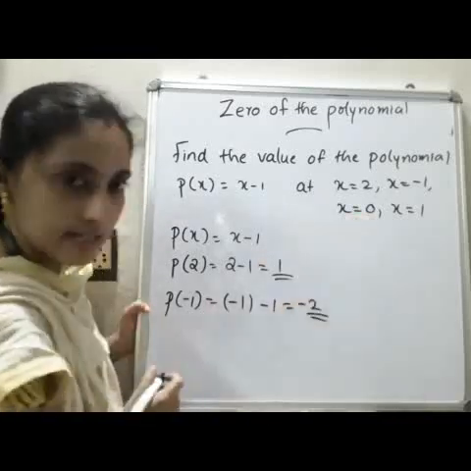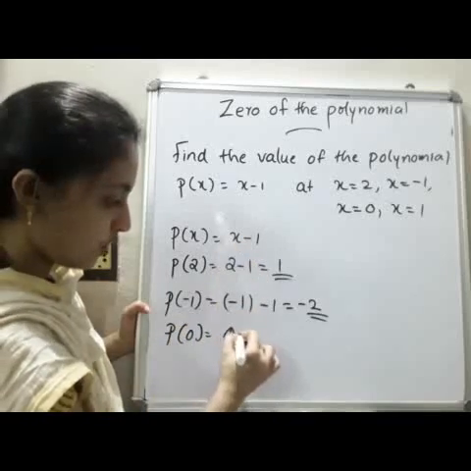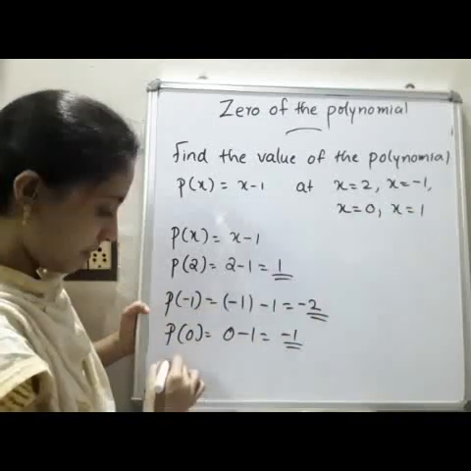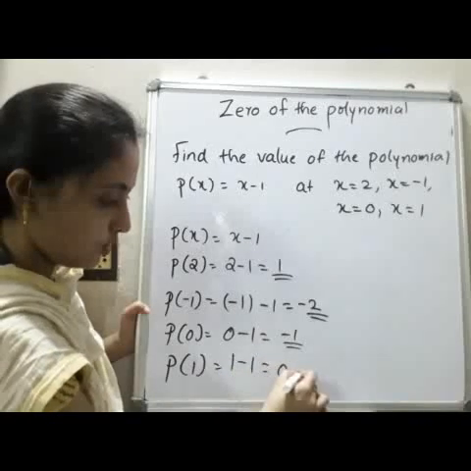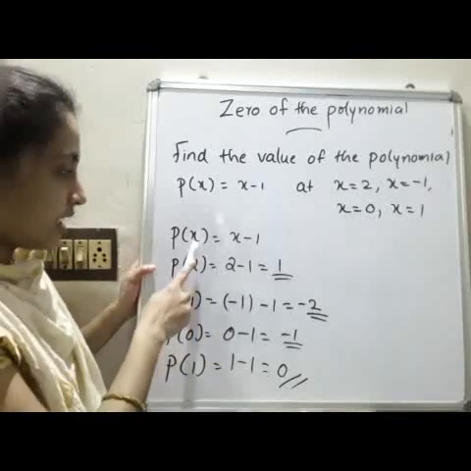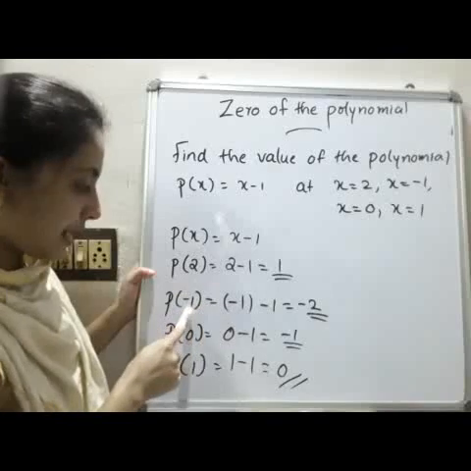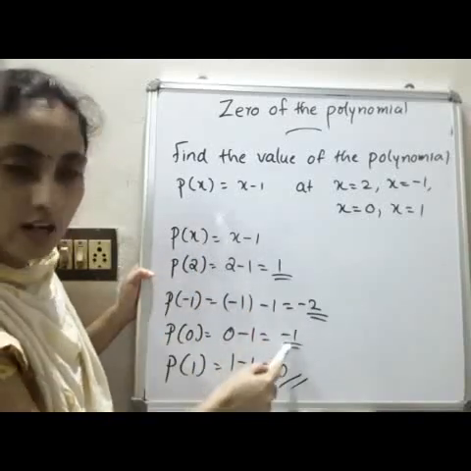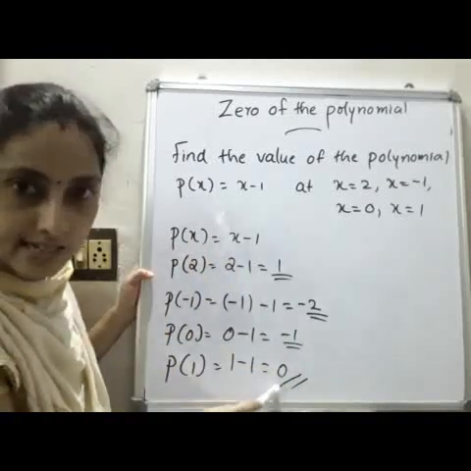Okay, next one is 0. That is P of 0. P of 0 is equal to 0 minus 1, that is equal to minus 1. Next one is 1. P of 1 is equal to 1 minus 1, that is equal to 0. Okay, 4 answers you got. By substituting x by 2, you got the answer as 1. Then instead of x you put minus 1, you got the answer as minus 2. Instead of x you put 0, you got the value as minus 1. Instead of x you put 1, you got the value as 0.